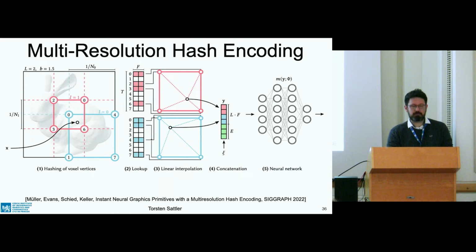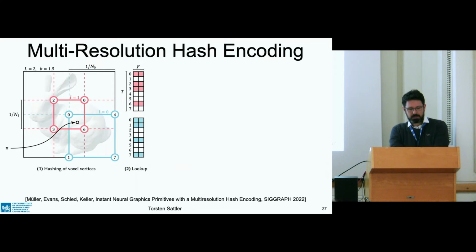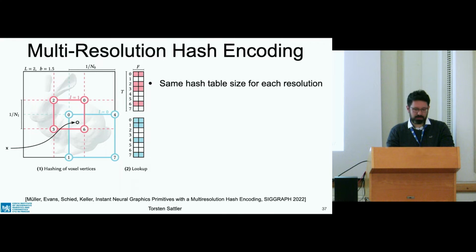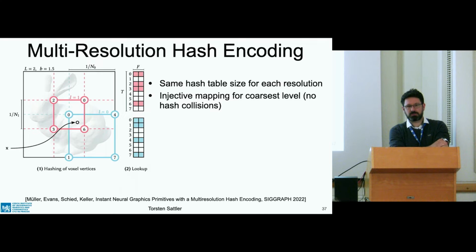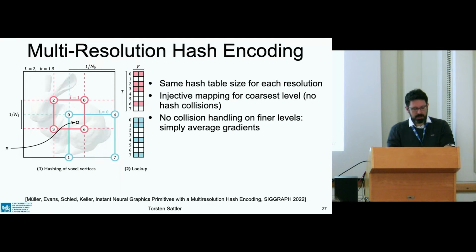So the difference here to the previous multi-resolution approach is that you reduce the number of parameters by essentially hashing 3D points into fixed size hash maps. And you would use the same hash table size for each resolution, which at coarse resolution actually gives you an injective mapping where each point is mapped to a unique entry in the hash map, so you don't have any collisions. But you will get collisions when you start having finer subdivisions.